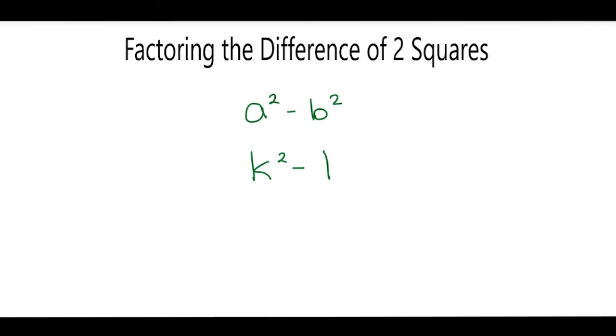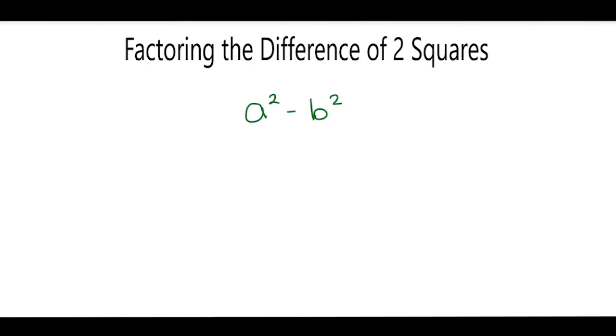Here I have k squared minus 1, and this is a difference of two squares, so I will factor it, and I will make this a k and a k in each parenthesis. Put plus and minus in each parenthesis, and then what is the square root of 1? Well, the square root of 1 is 1. So I'll just put a 1 in each parenthesis.